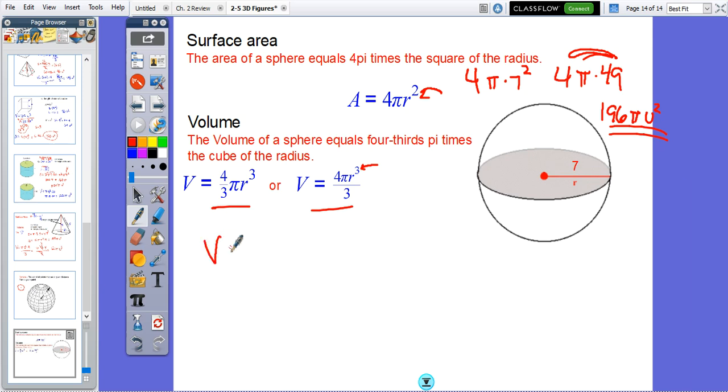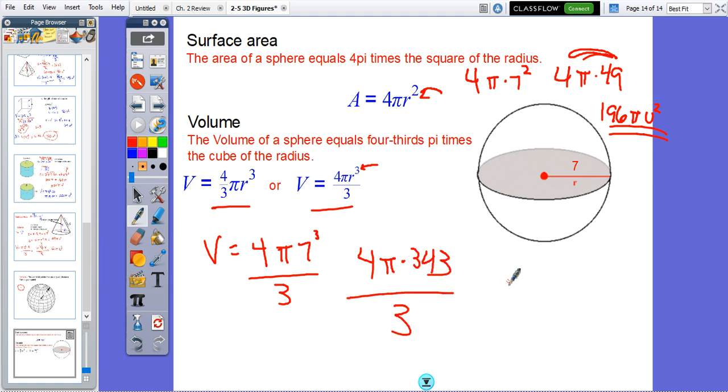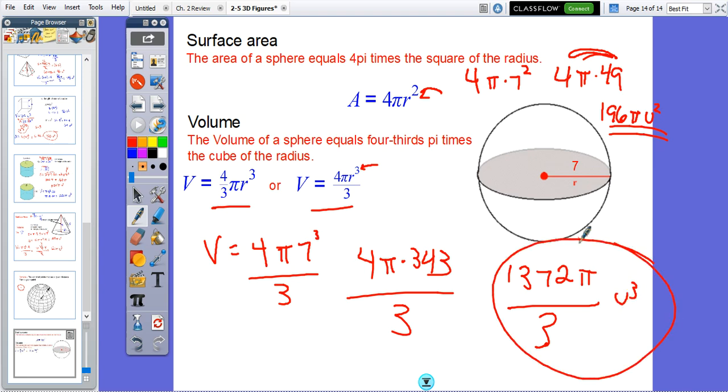Let's look at volume. Volume goes 4 pi 7 cubed divided by 3. So you've got to cube your 7 first. You'll do 7 times 7 times 7. We get 343. So we've got 4 pi times 343 over 3. So we'll do 4 times 343. We get 1,372 pi. And then because it doesn't divide evenly, you can leave the 3 on the bottom and call that units cubed. That's a perfectly acceptable answer.